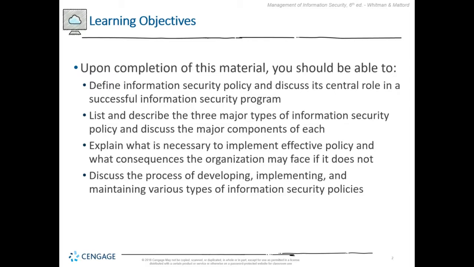So when we go through this chapter, after you finish this, you should be able to define information security policy and discuss its central role in a successful information security program. You'll be able to list and describe 3 major types of information security policy and also the major components of each of those. You'll also be able to explain what is necessary to implement an effective policy and what consequences the organization may face if it does not. You'll also be able to discuss the process of developing, implementing, and maintaining various types of information security policies.